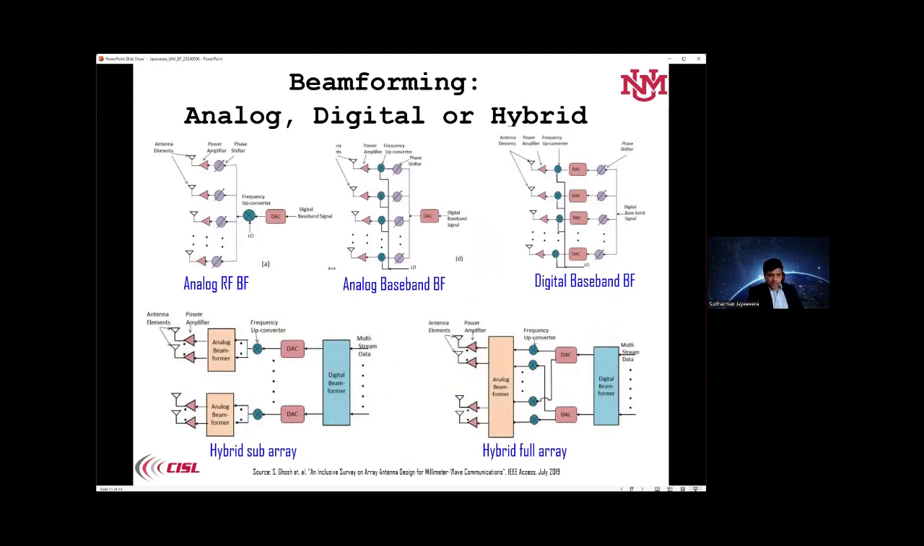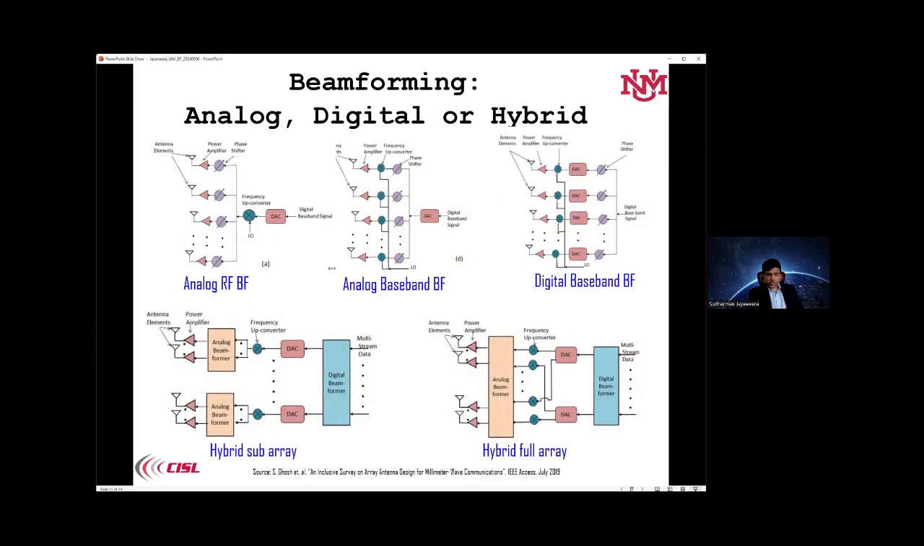Now, this you can do in several implementations. In particular, you can do the beamforming in either analog, digital, or a combination of analog and digital. The analog beamforming you can also do either in baseband or in the RF, and sometimes also in analog intermediate frequency. So the difference is that in the case of baseband beamforming, you're going to do the phase shifting of the waves before doing the frequency up conversion.